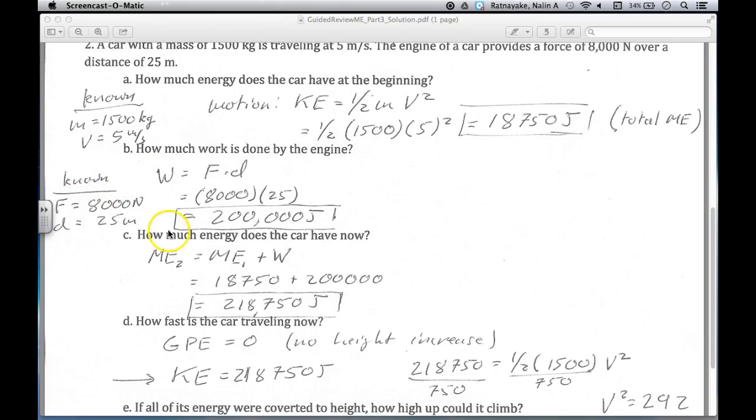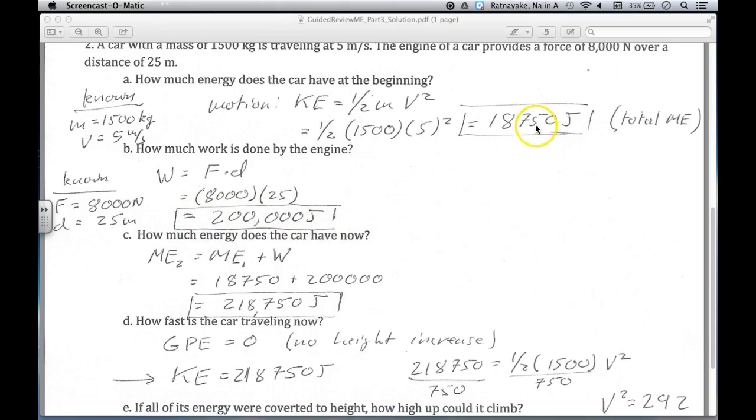First thing I'm going to do is write my knowns. I know that it applies a force of 8,000 newtons, and the distance over which it applies that force is 25 meters. I have a relationship between force, applied distance, and work, or the amount of work done. And that is work equals force times distance. So it's fairly straightforward to just multiply 8,000 times 25 and get 200,000 joules.